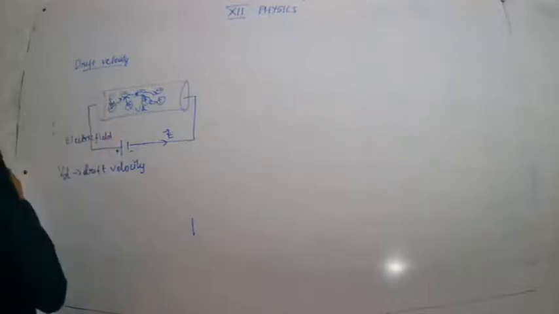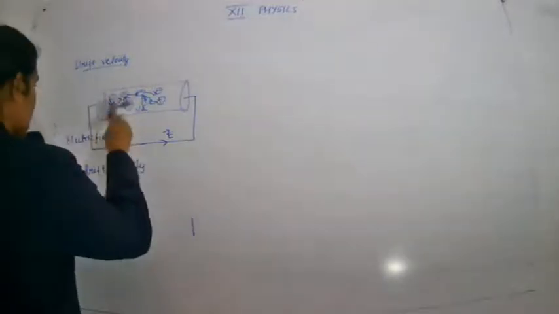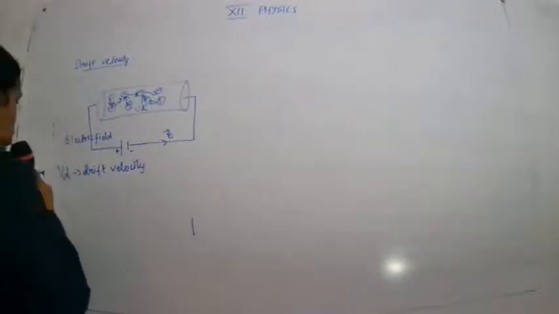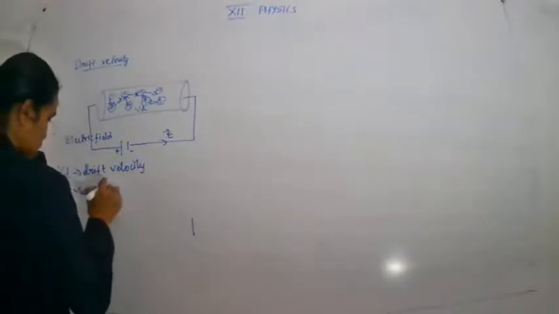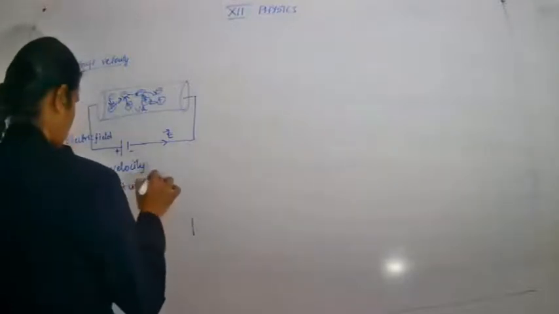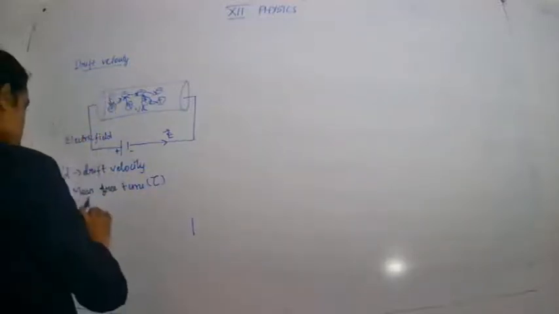Here collision takes place. The average time between two successive collisions is called mean free time, represented by tau. The successive collision between the electrons at a certain time period is called mean free time.